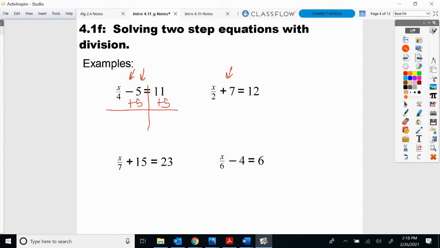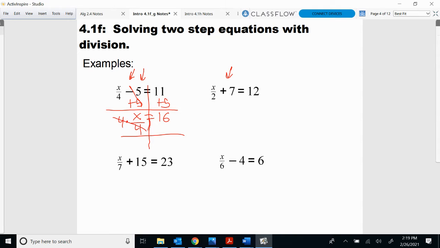We're going to start with that. That will cancel off the minus 5. We'll do the math on the right side. That's going to get us 16, and bring down the x divided by 4. Just like that. Now your next step is to cancel out x divided by 4, so do the opposite of dividing by 4. We're going to multiply this side by 4 to cancel it off.